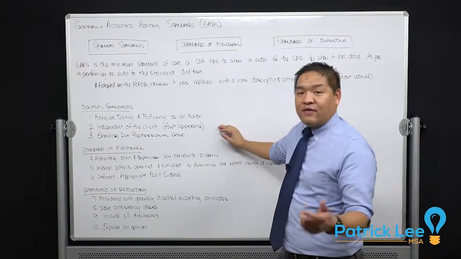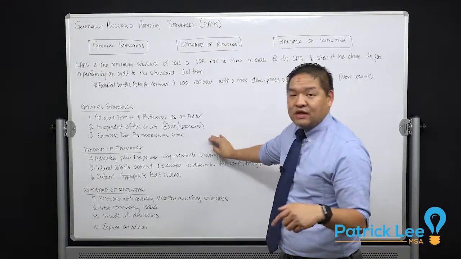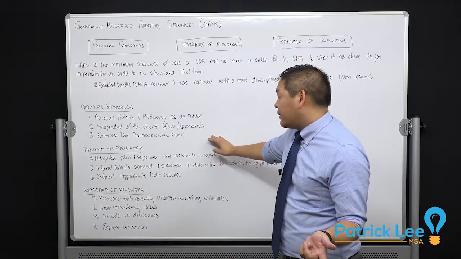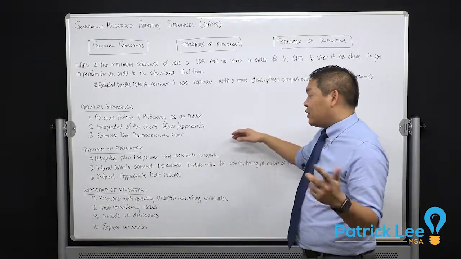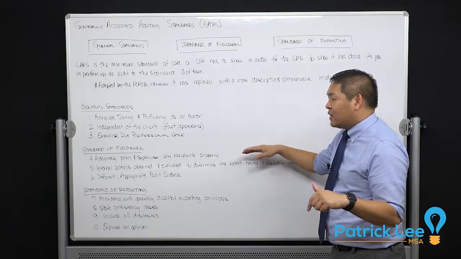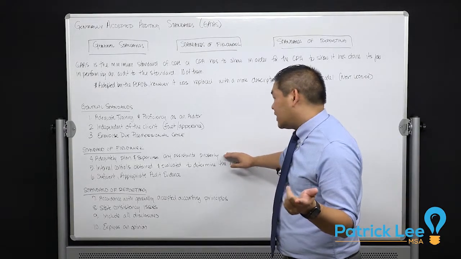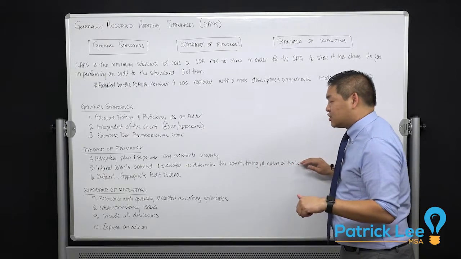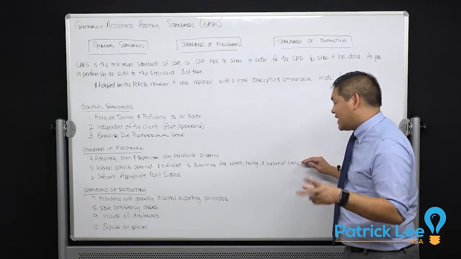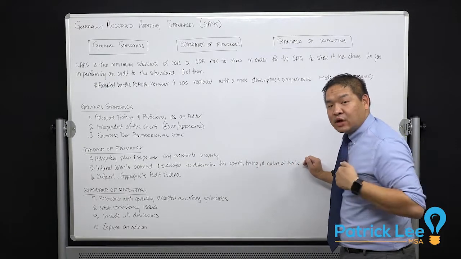Independent of the client in both fact and appearance. We need to exercise due professional care on the entire audit. When we look at testing and field work and all the work that we're going to be doing, we need to adequately plan and supervise any assistance properly. Then we need to make sure that internal controls are obtained and evaluated to determine the extent, timing, and nature of the tests that we're going to perform.